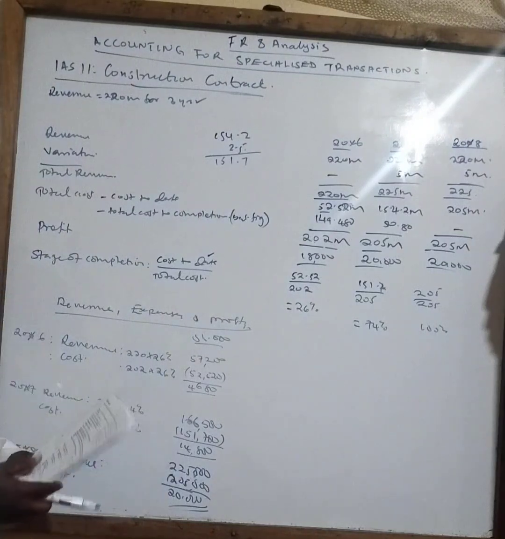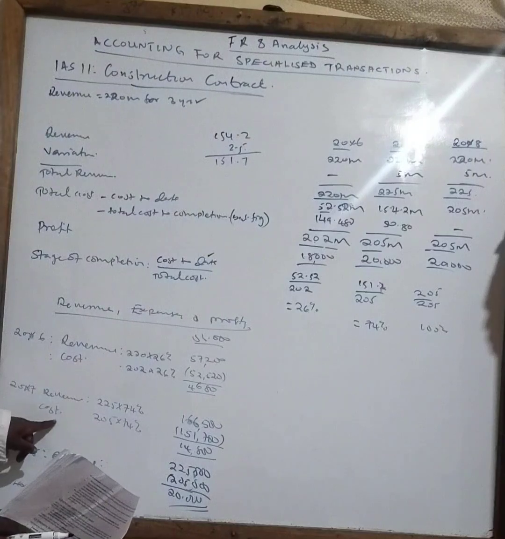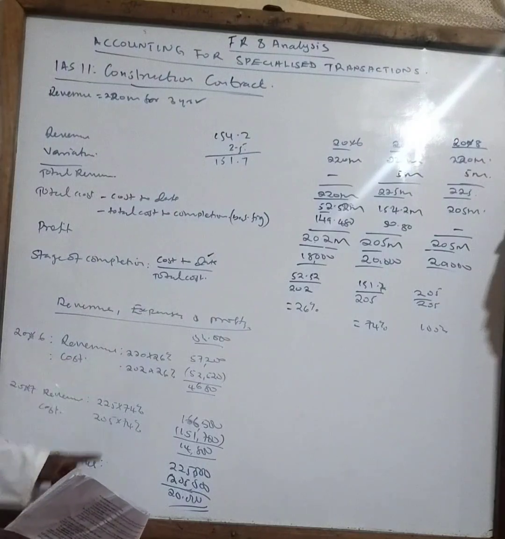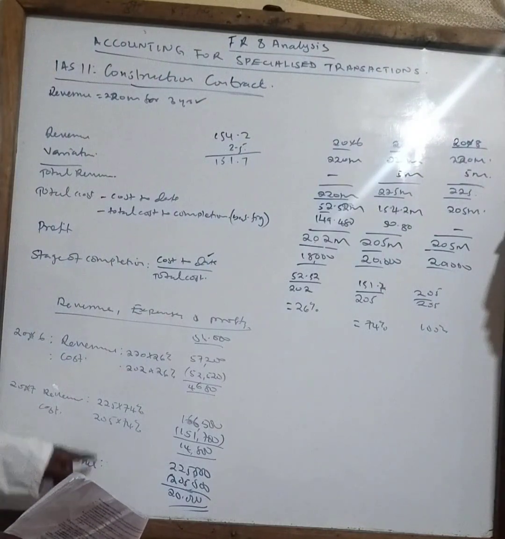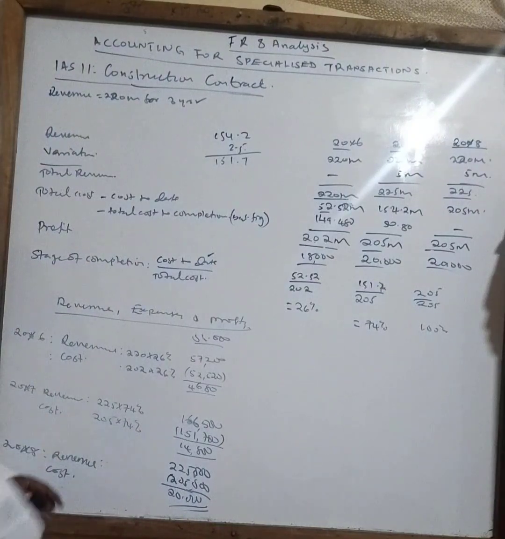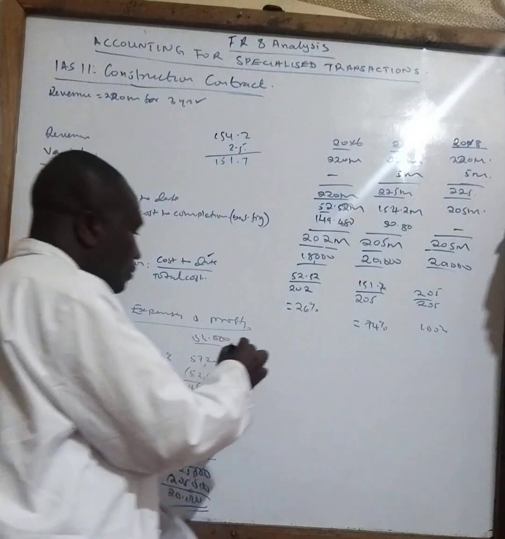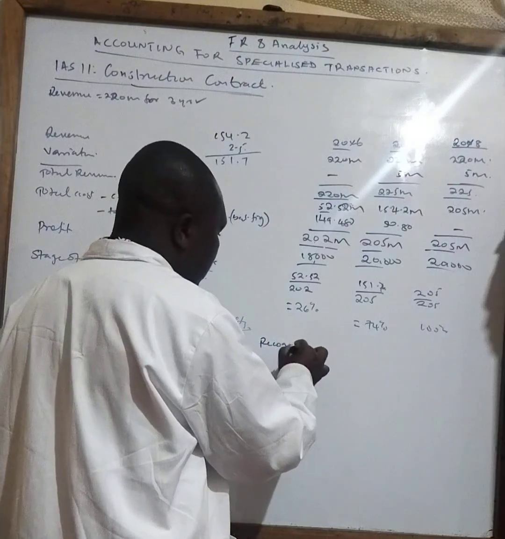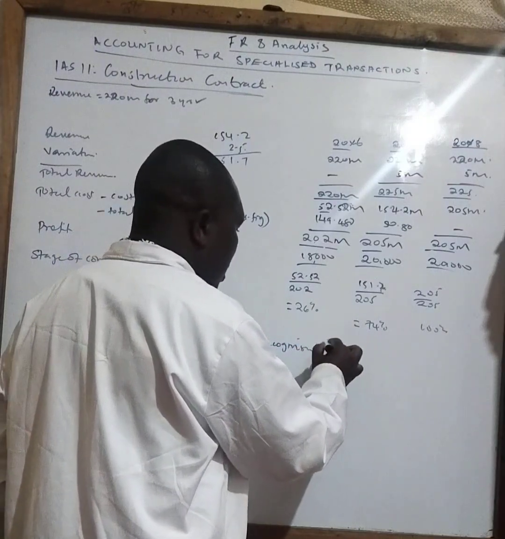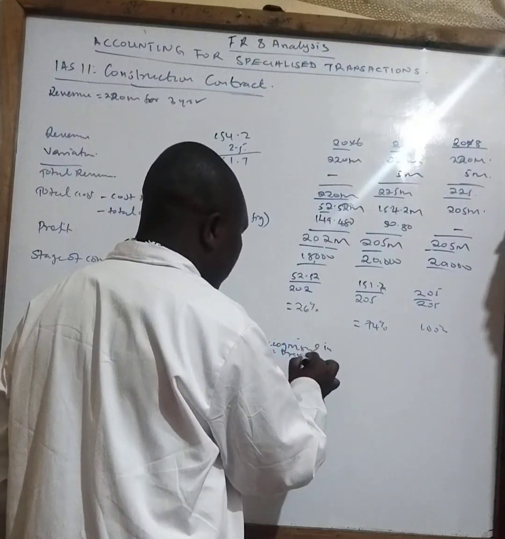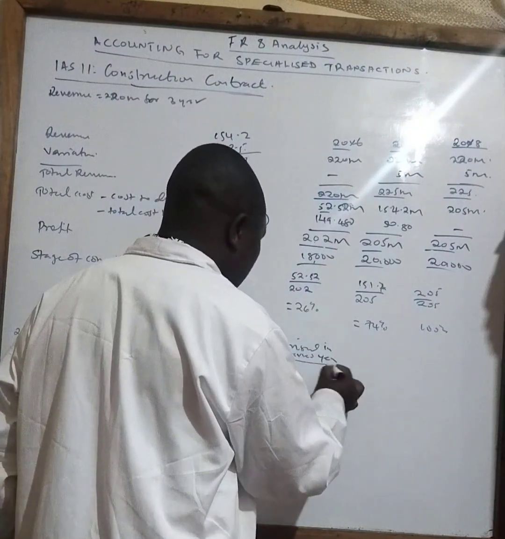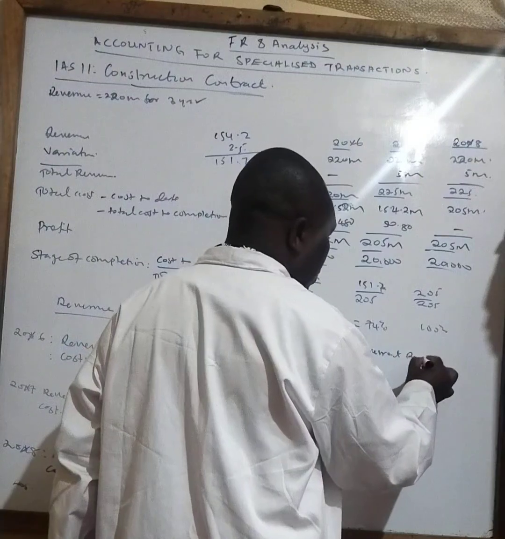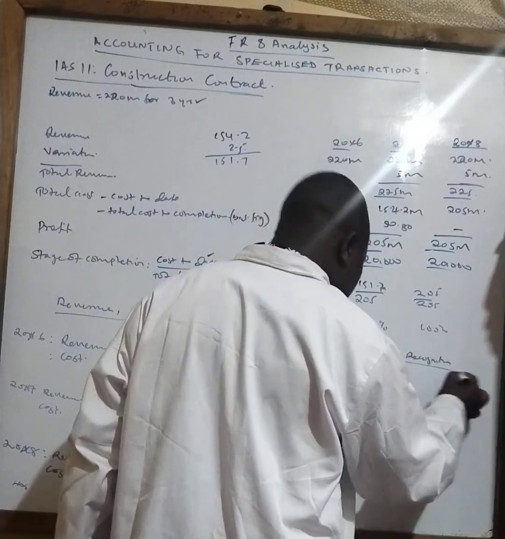But on this note, if for example you are here in 2007, this amount of revenue here is inclusive of the revenue for 2006. And in 2008, the revenue here also includes revenue for 2007. So for that matter, we need to split. We can now say recognized in the previous year, then current recognition. This year now, the current.